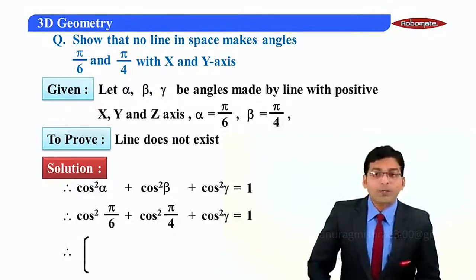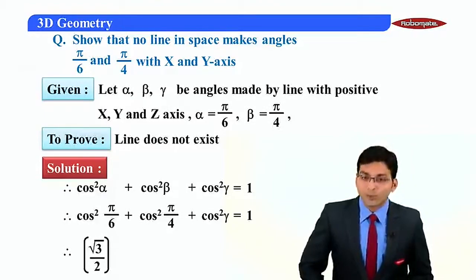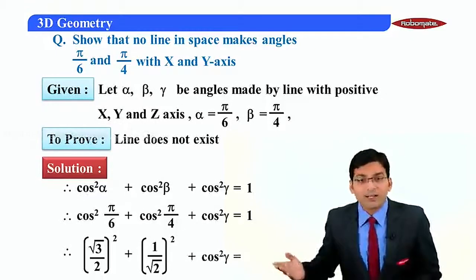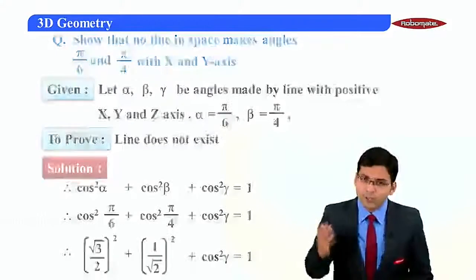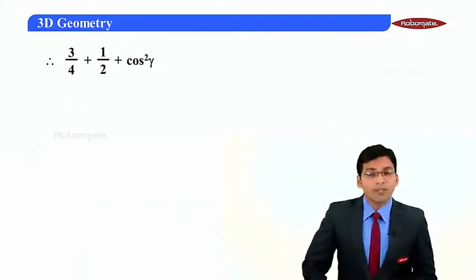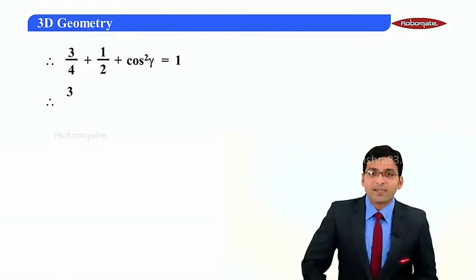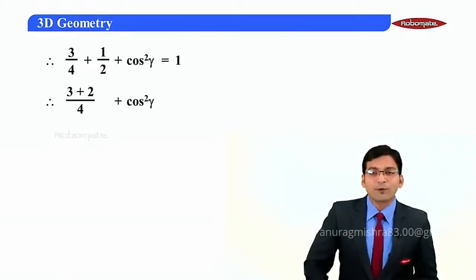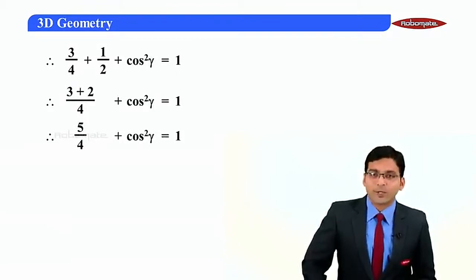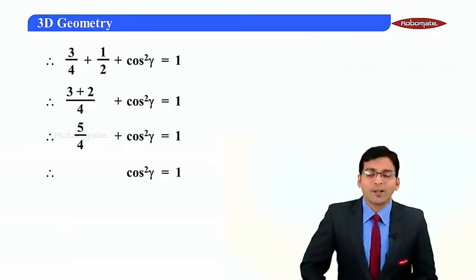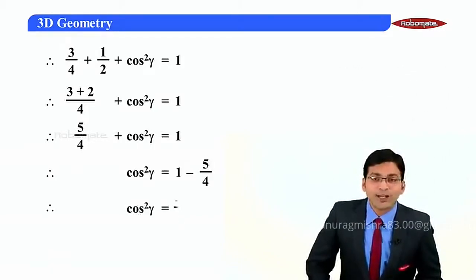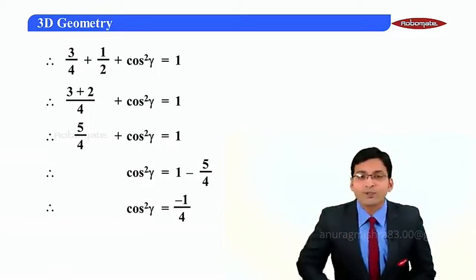Now cos square pi by 6 will be root 3 upon 2 the whole square plus 1 upon square root of 2 the whole square plus cos square gamma is equal to 1. Now students, when we simplify, we get 3 upon 4 plus 1 upon 2 plus cos square gamma is equal to 1. That means 3 plus 2 upon 4 plus cos square gamma is 1. And 5 upon 4 plus cos square gamma is equal to 1. That means cos square gamma is 1 minus 5 upon 4. This happens to be cos square gamma equals to minus 1 upon 4 students.